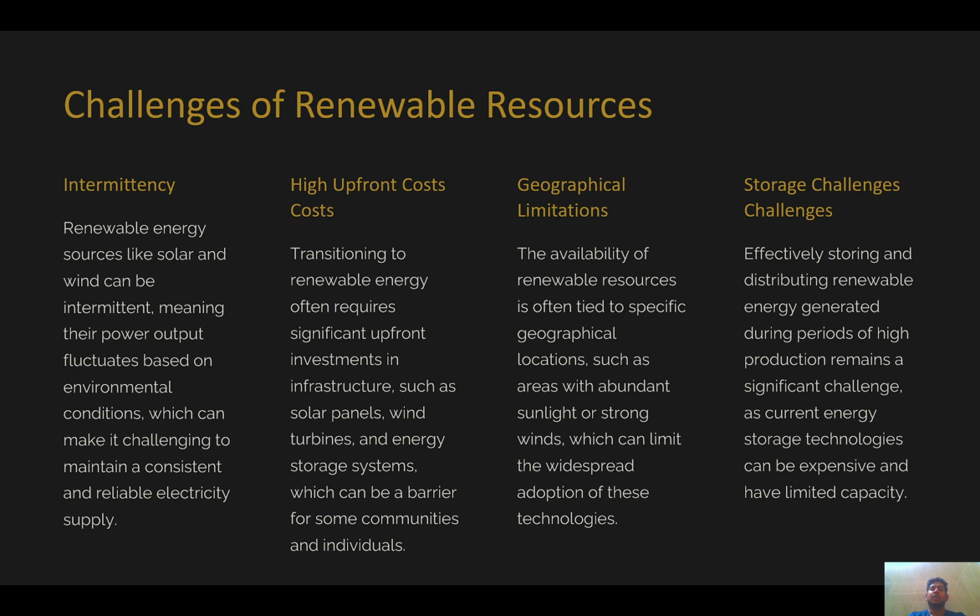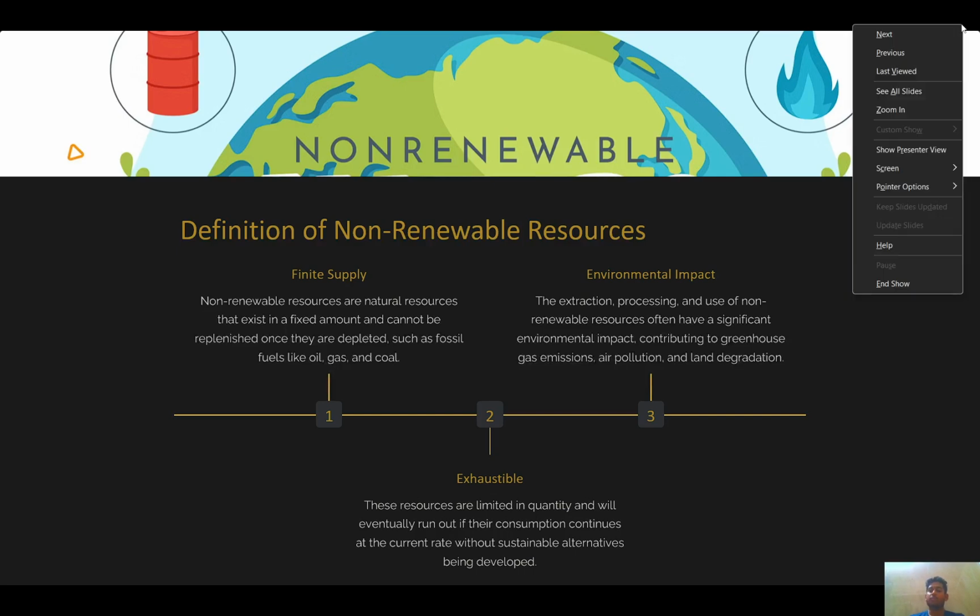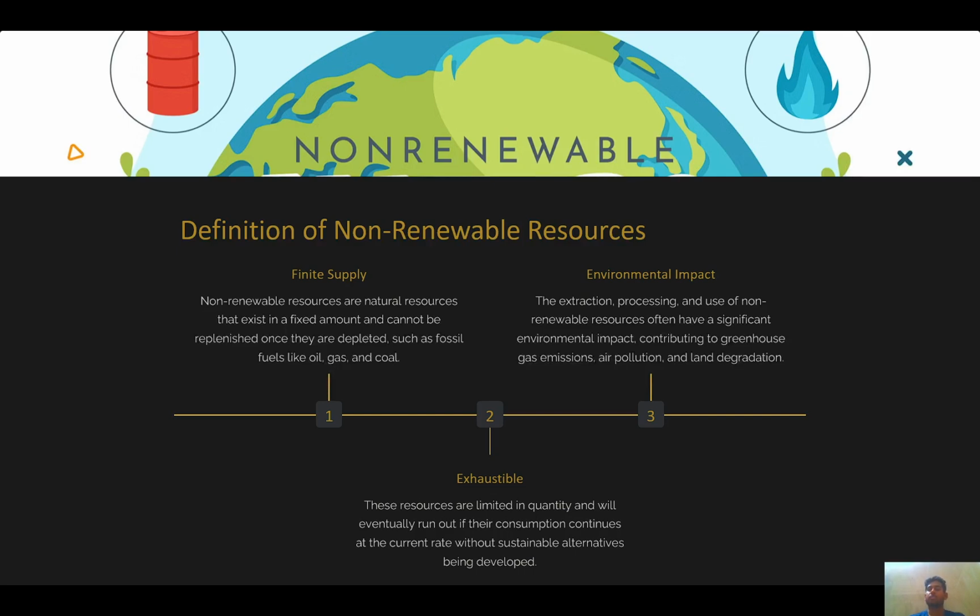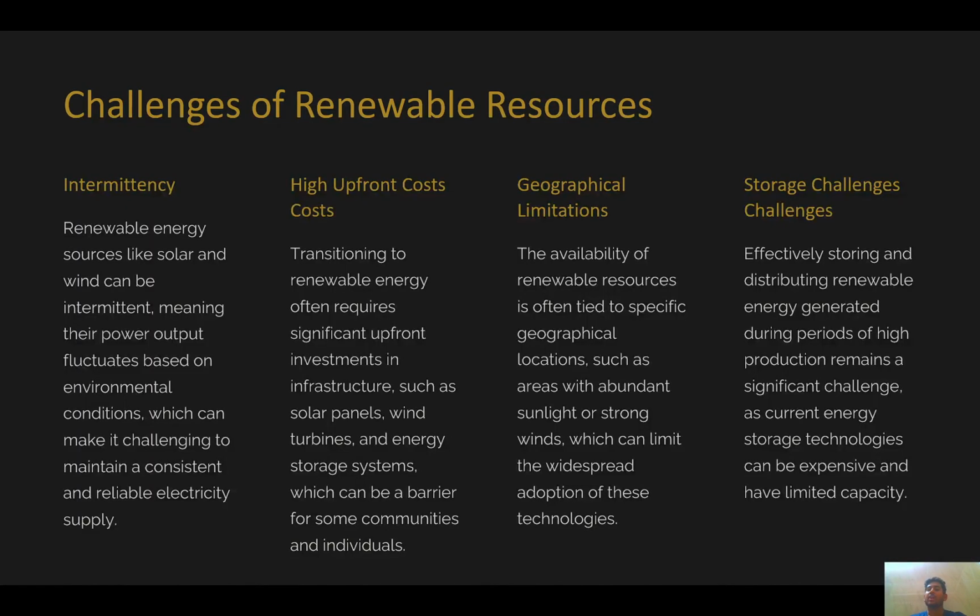Geographical limitations. The availability of renewable resources is often tied to specific geographical locations, such as areas with abundant sunlight or strong winds, which can limit the widespread adoption of these technologies. Next one is storage challenges. Effectively storing and distributing renewable energy remains a significant challenge, as the current energy storage technologies can be expensive and have limited capacity.